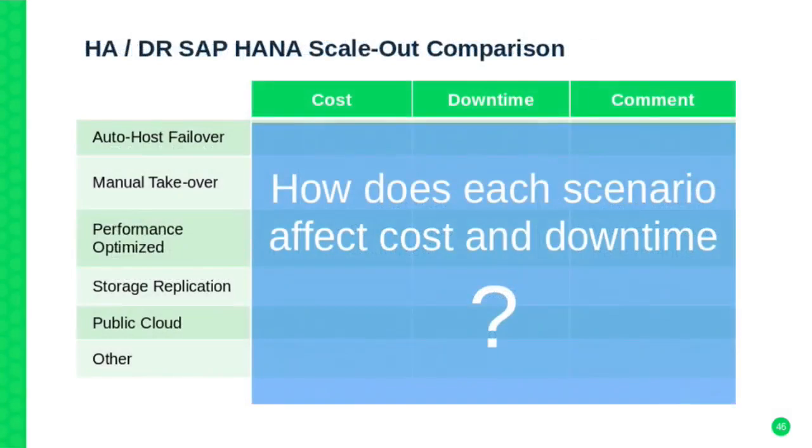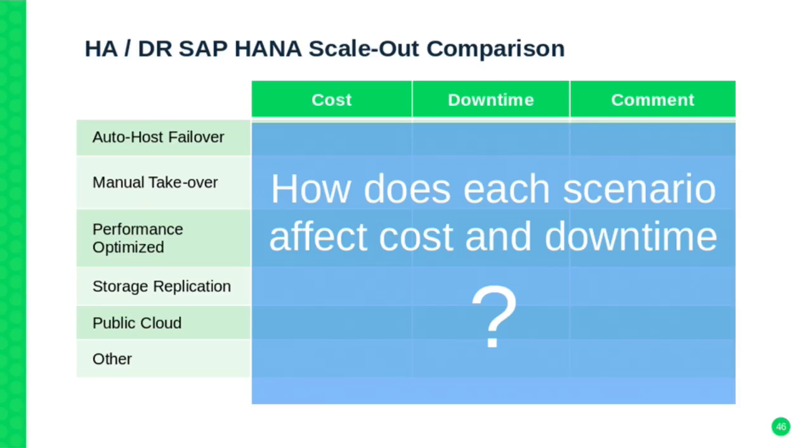We have a comparison table. So the next slides are using this comparison table. We have a couple of scenarios, again, scale out scenarios: auto host failover, manual takeover, performance optimized setup, storage replication, public cloud, and anything else. And we then compare those scenarios, how they do on the cost side, and this is the overall cost. So this is the cost of software you might have to use, cost of storage. You can imagine that storage replication is a little bit more costly than anything else because you need storage, and you need two of those who replicate data in between.